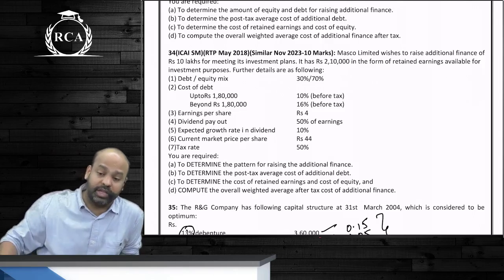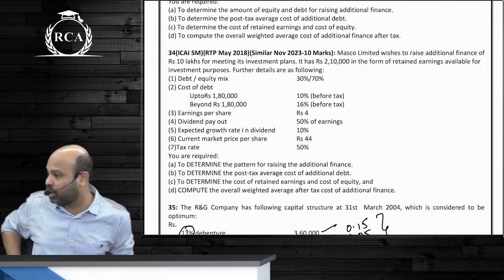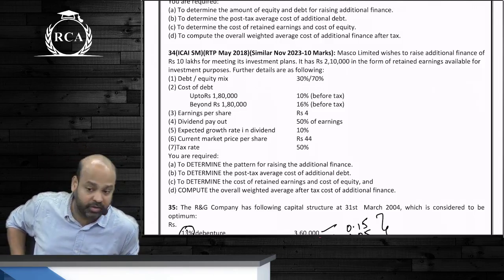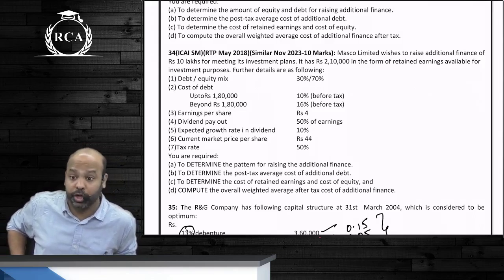If at all they give us EPS, beta, in a question and give a payout ratio, by default that EPS is not expected EPS, it is reported EPS.